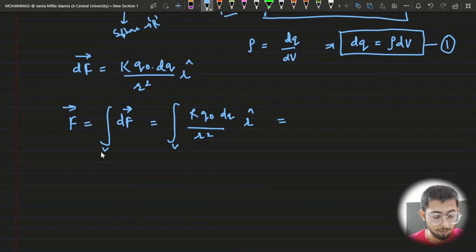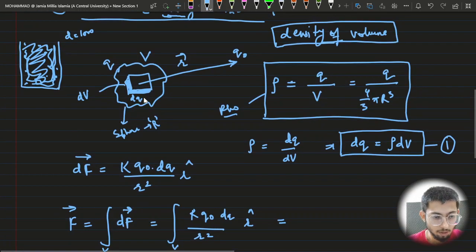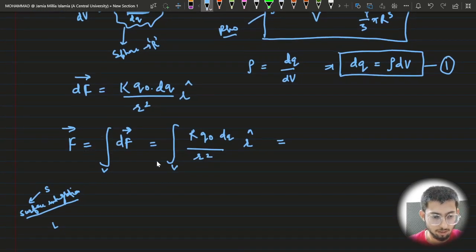If it had been s, which we'll study in a moment, it means surface integration. So in that case we add all dq's on the surface, and if it is L, it means linear, along the length only. So in that case we would add all the elements of dq along the length, because in this case there is no width or height of that strip, right?